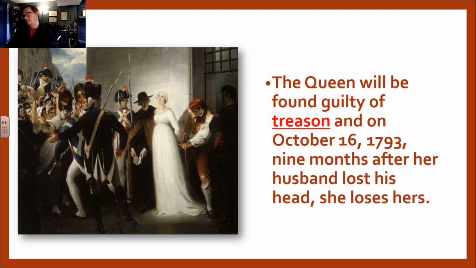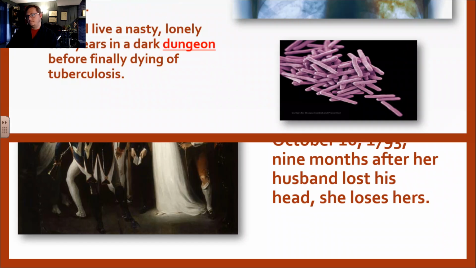So the Queen is found guilty of treason October 16th, 1793. Only 9 months after her husband, she is killed in the guillotine. And Louis XVI was brought in an enclosed cart so that nobody could throw things at him. She's just brought in an open commoner's cart that you'd probably put cabbage in or something so that people can throw things at her and insult her.